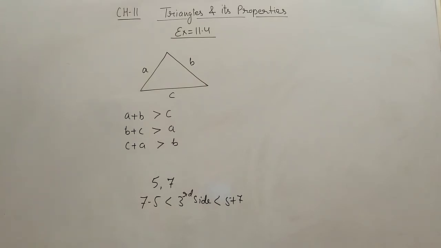The second type of question you will get is when two sides are given and you must find the possible condition for the third side. The third side will be greater than the difference of the given sides and less than the sum of the given sides. So suppose 5 and 7 are the two sides given, then the third side will be greater than 7 minus 5, which means 2, and less than 5 plus 7, which is 12.